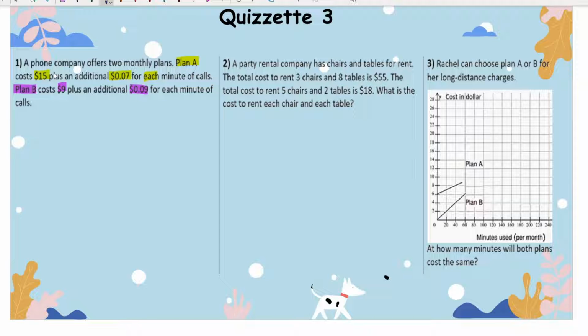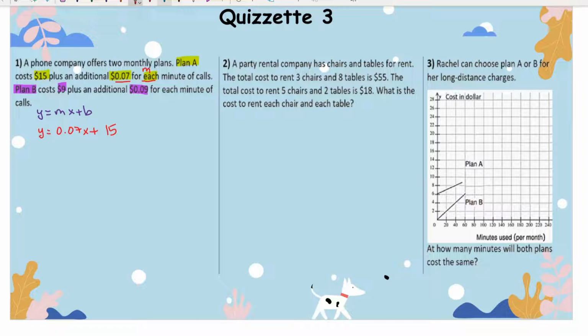Okay, so first we're going to write an equation for each plan. So plan A, we're going to base on the formula y equals mx plus b. Plan A costs $15 plus additional 7 cents for each minute of call. As we know, each, per, and every tell you the pattern, which is the slope. M is 0.07. Y equals 0.07x plus b, the initial fee or one-time fee, which is $15.